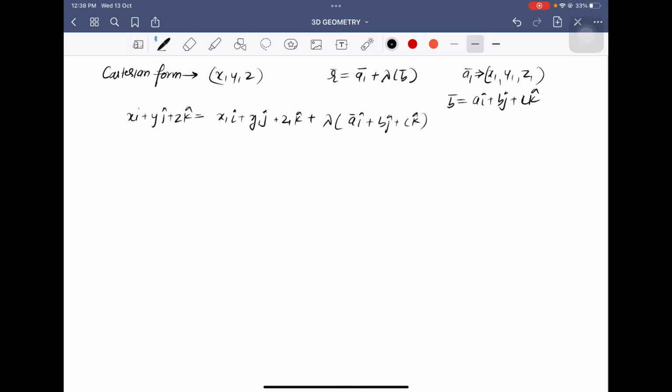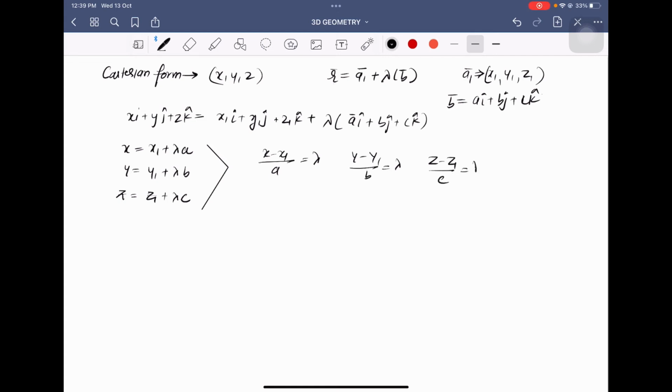If I compare the coefficients of i, j and k, I get x equals x1 plus lambda a, y equals y1 plus lambda b, and z equals z1 plus lambda c. I can now write all three in terms of lambda: I keep lambda on one side and bring everything else to the other side. So (x − x1)/a equals lambda, (y − y1)/b equals lambda, (z − z1)/c equals lambda. Because all are equated to lambda, I can write (x − x1)/a = (y − y1)/b = (z − z1)/c. This is known as the Cartesian equation, or Cartesian form, of a line in 3D.